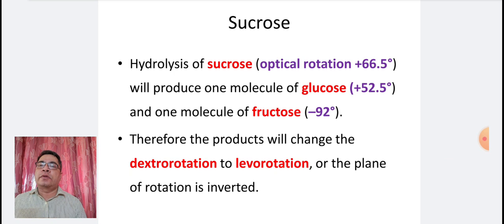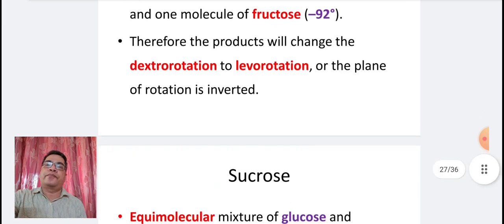Hydrolysis of sucrose, optical rotation being plus 66.5 degree, will produce one molecule of glucose, optical rotation being plus 52.5 degree, and one molecule of fructose, optical rotation being minus 92 degree. Therefore, the products will change the dextrorotation to levorotation, or the plane of rotation is inverted.